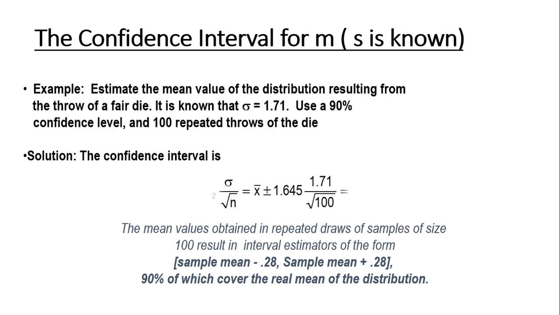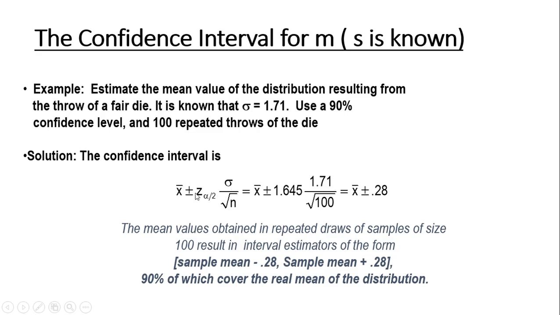So let's consider an example. We want to estimate the mean value of a distribution resulting from a throw of a fair die. The standard deviation of that process is 1.71, and we have to use a 90% confidence level. If this is repeated 100 times, our n there is 100. So when you apply the earlier formula stated in our previous slide, what do you have?